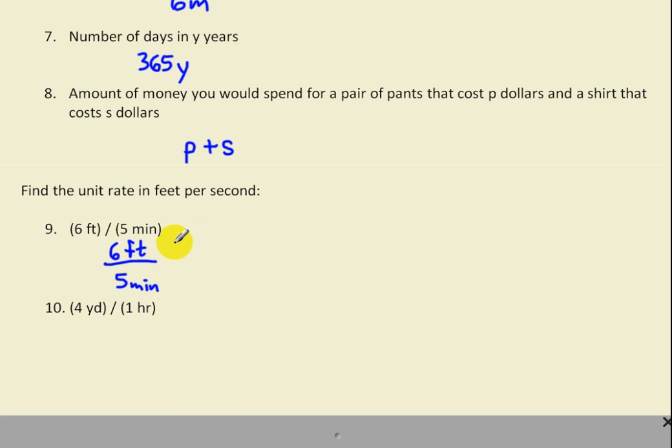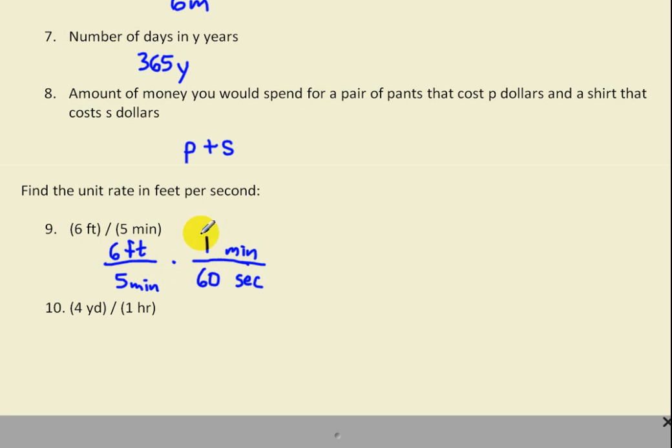But now we need to convert. We need feet per second. We have feet already, but we need seconds and not minutes. And so what I'm going to do is make a conversion factor here. And I know that I need to cancel minutes. So minutes will go on the top and seconds will go on the bottom. And so I want to ask how many minutes in a second or how many seconds in a minute. Well, there are 60 seconds in 1 minute.